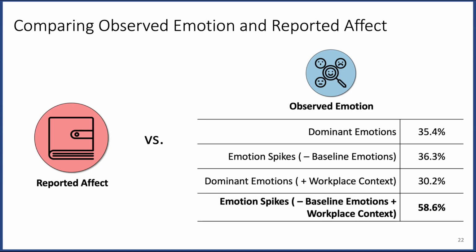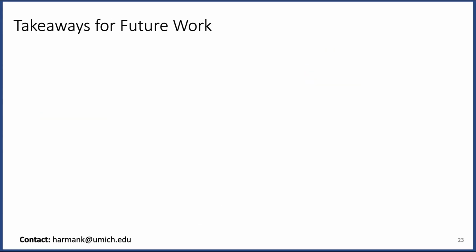On adding workplace context data to shape these emotion signals, the details of which you can read in the paper, we find that alignment does improve for emotion spikes. This is the best alignment we are able to achieve between the two signals. Here are some key takeaways for future work.